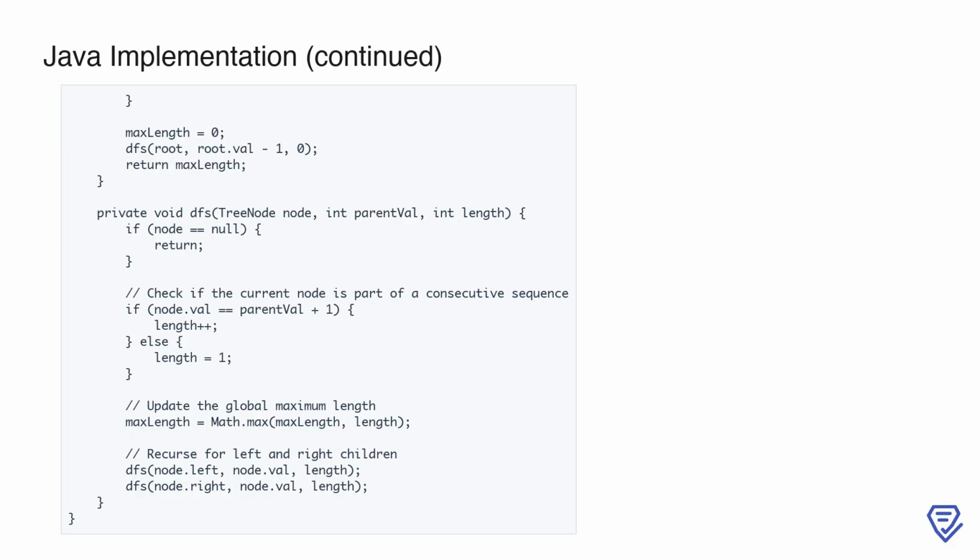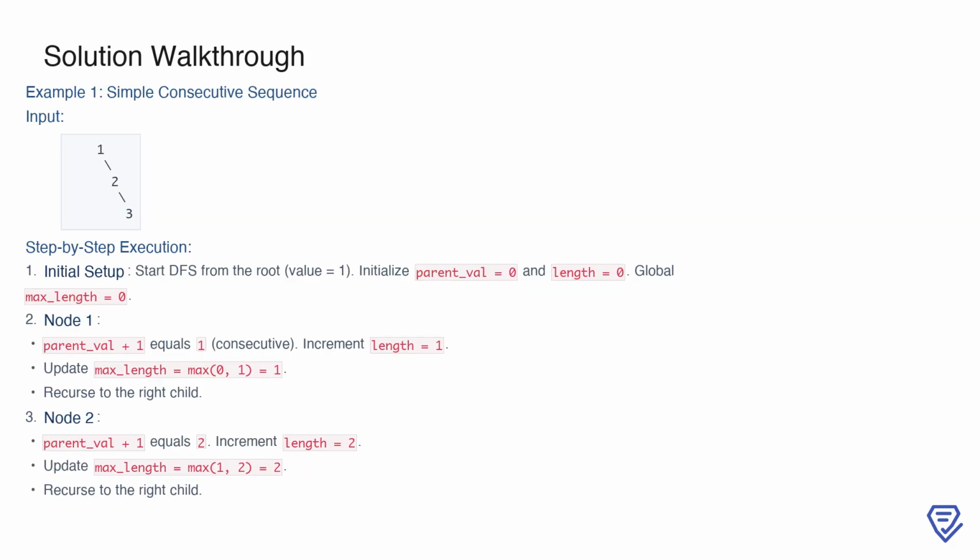Finally, we recursively call DFS on the left and right child nodes, passing the current node's value as the new parent val, along with the updated length. This recursive process continues until all nodes are visited, and we return max length as the result. To solve this problem, we start by traversing the binary tree using depth-first search, or DFS.